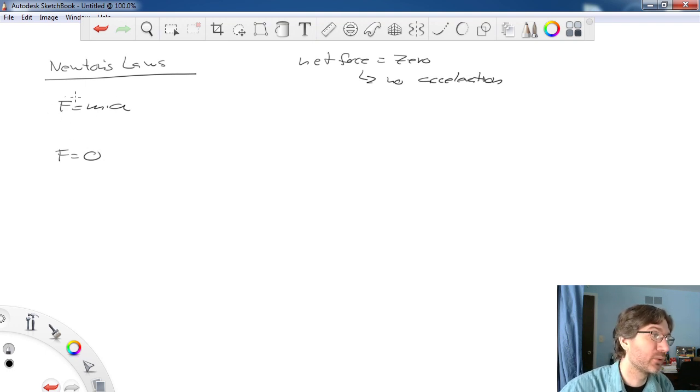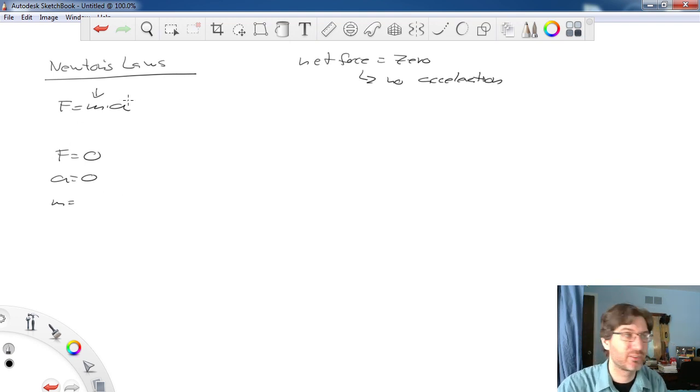So if force is going to be 0, because of your zero product rule, if you remember in math, one of these has to be 0, and mass cannot be 0. So it has to be acceleration. So acceleration would have to equal 0 there. As for mass, it doesn't really matter how big your object is, it's still going to apply to Newton's first law. It'll still apply to Newton's second law.